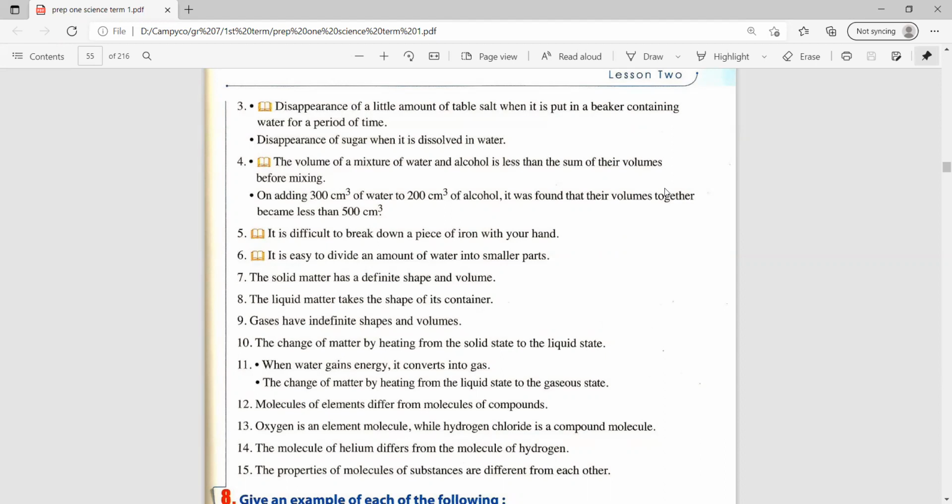So the table salt enters between these spaces. That's why it disappears, right? It is the same for sugar. It is the same as the volume of a mixture of water and alcohol being less than the sum of their volumes before mixing. All of these are about the intermolecular spaces between molecules.